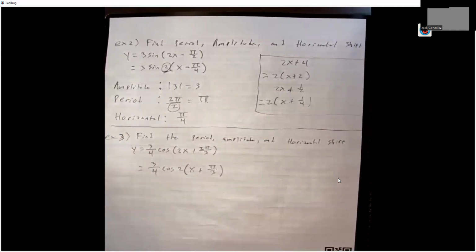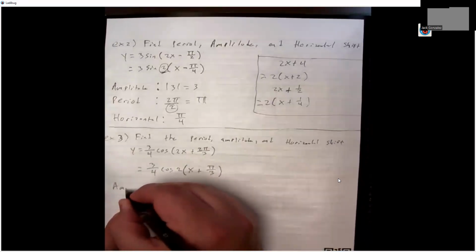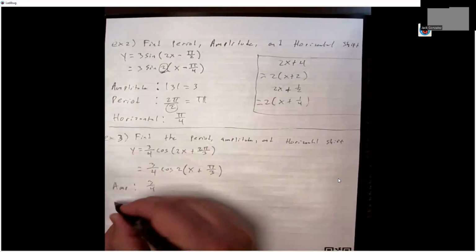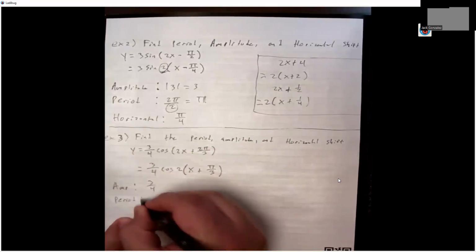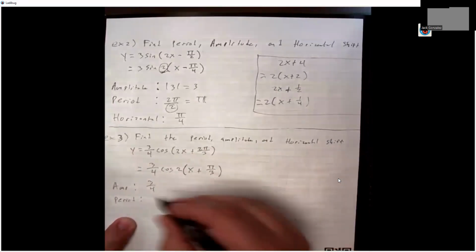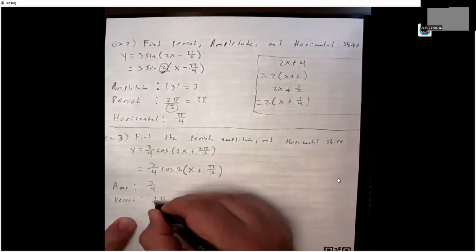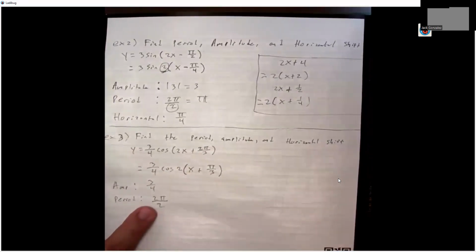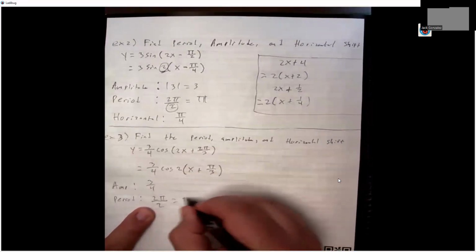So now it's ready. We should be able to answer the questions. What's the amplitude? 3, 4. What's the period? 2 is the omega, right? We have to do 2 pi divided by 2. And the horizontal shift? Negative pi over 3. Yeah, negative.